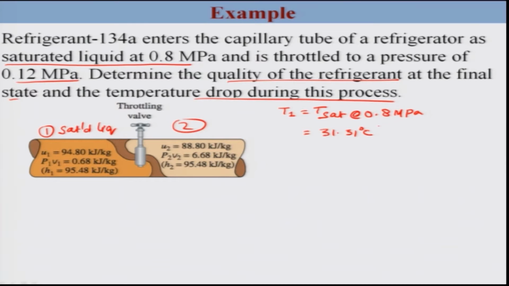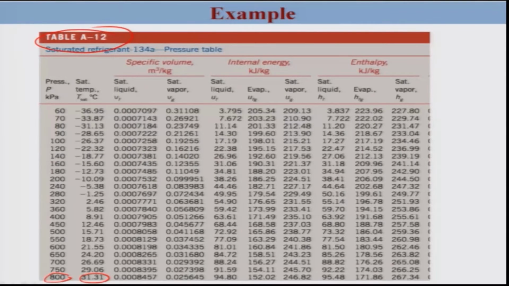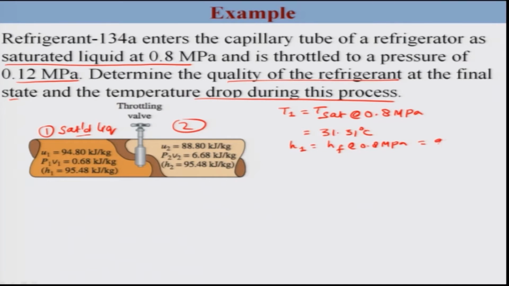Now, what we have to consider is the enthalpy, because we know the enthalpy is constant, which essentially means h1 should be equal to h2, and h1 is nothing but hf, because this is a saturated liquid at 0.8 megapascal. Okay, so the table tells you this is nothing but 95.48 kilojoules per kg.